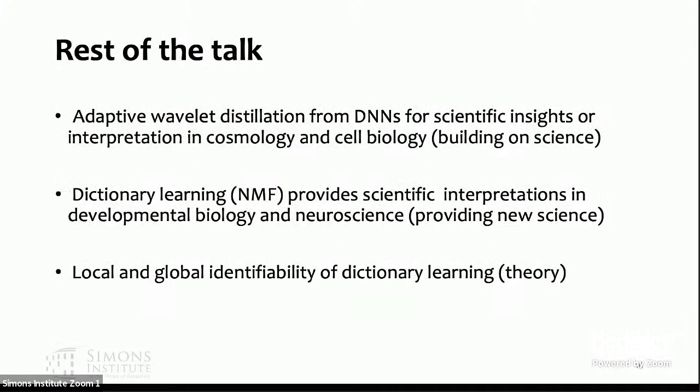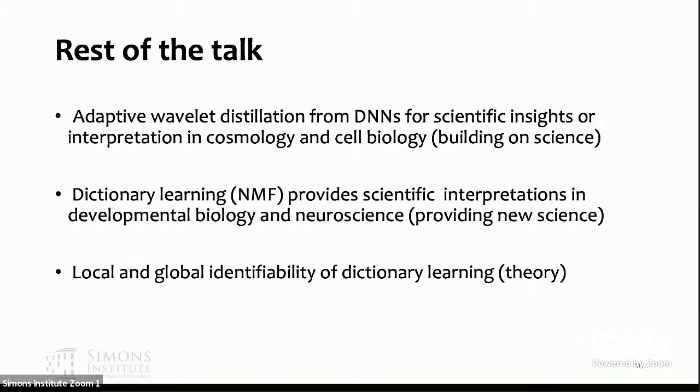So this is just an overview. For the rest of the talk, I'm going to share some results we're very excited about. We just got into NeurIPS, it's going to happen, I think, this week or next week. Adaptive wavelet distillation from something like an 18-layer ResNet to something like 30 coefficients. And we started with a cosmology problem, and then we used the same methodology as a generalization for a cellular biology problem, and it also gave very good results. That's supervised learning.